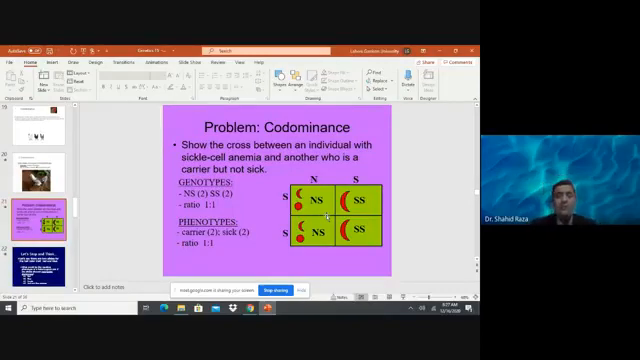So what is the problem with codominance? The problem is that in codominance, we can see here the cross of an individual with sickle cell anemia and another who is a carrier but not sick. The genotypes and phenotypes will be like that. The ratio is 1 to 1 in phenotypes, carrier 2, sickle cell 2, and the ratio is 1 to 1.